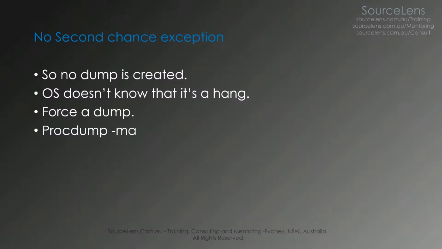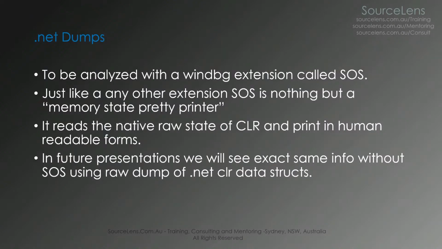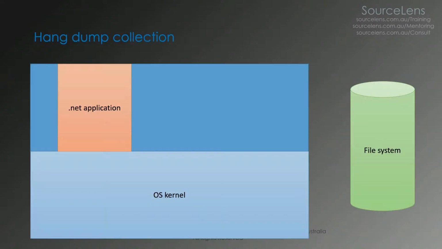So we have noticed that there was no second chance exception, so we had to collect the dump manually using procdump. This particular point we have seen in the previous presentation. Dump is a snapshot which we are analyzing using WinDbg. .NET dumps are to be analyzed by the SOS extension, and the SOS extension should match the core CLR version. This is the summary of what happened.